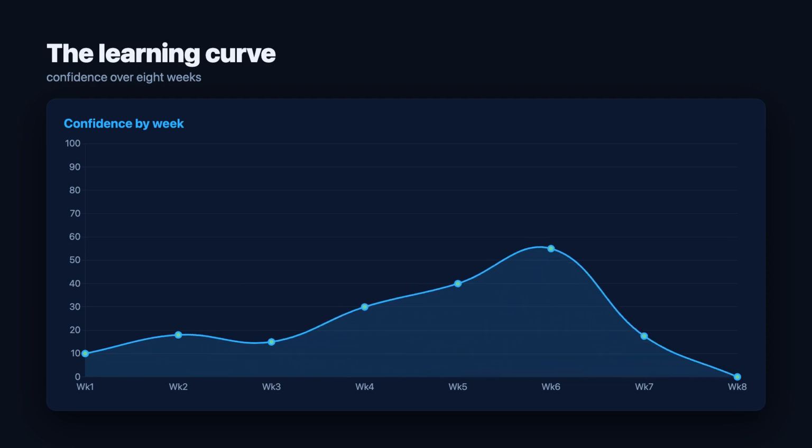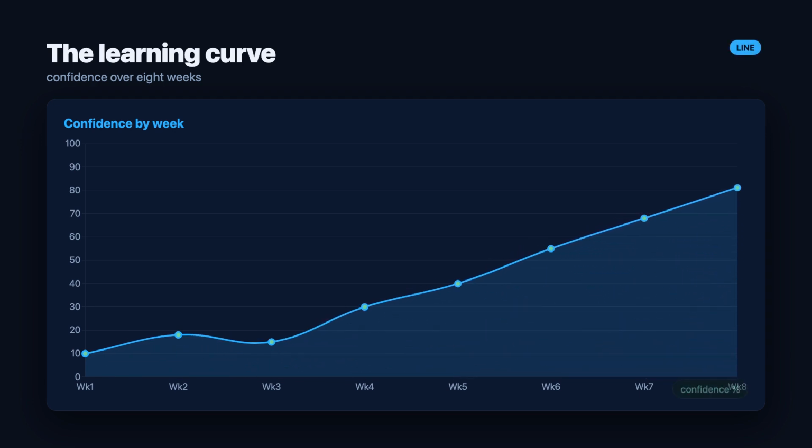Back to data. This line is confidence across 8 weeks. Look at the shape. It wobbles early, there is even a small dip in week 3, and then it climbs. That dip is where most beginners quit. Push through week 3, and the curve turns upward and keeps going.